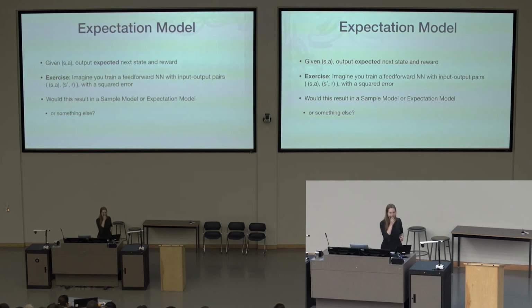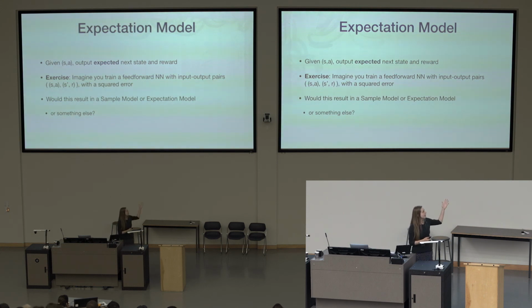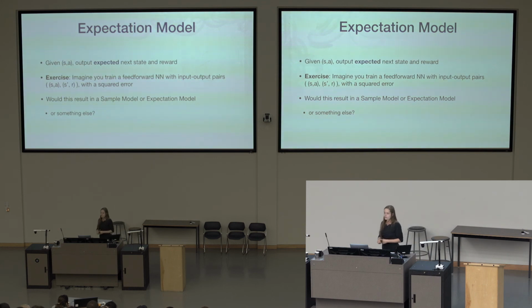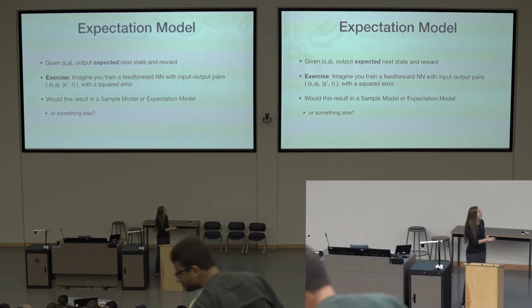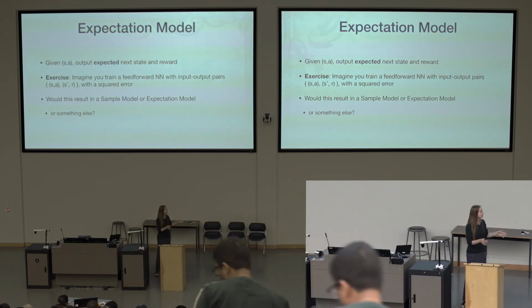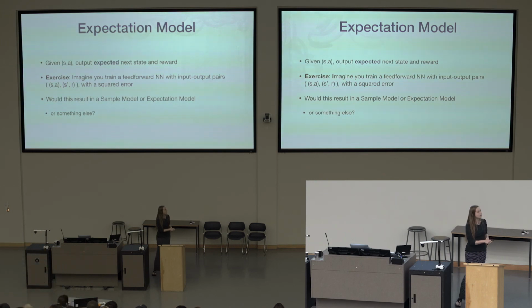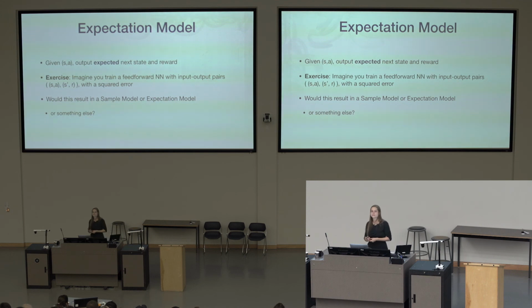An expectation model says instead, given an input state and action, what is my expected next state and reward? Here's where I'm going to ask you a question, just to make sure you're all awake. Imagine you train a feed-forward neural network with input-output pairs, the input is S and A, and the output is S prime and R, because you're trying to say, given an S and A, give me an S prime and an R, and you use a squared error. If you were to do this from a big batch of data, are you going to get a sample model or an expectation model? You can just privately answer this to yourself.